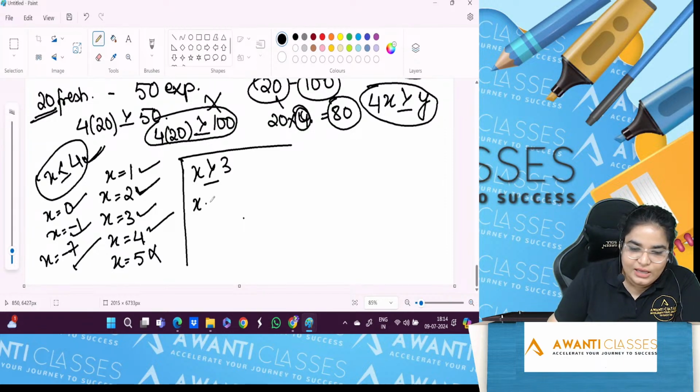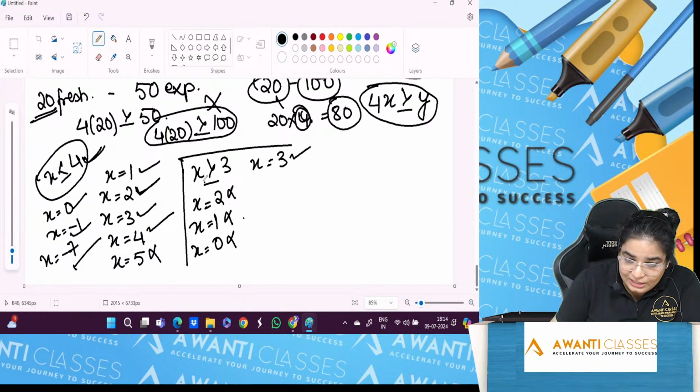So, if I say x is equal to 2, will this work? No. X is equal to 1, will it work? No. X is equal to 0, will it work? No. Okay. Similarly, if I say x is equal to 3, will it work? Yes. Why? Equal to sign is there.